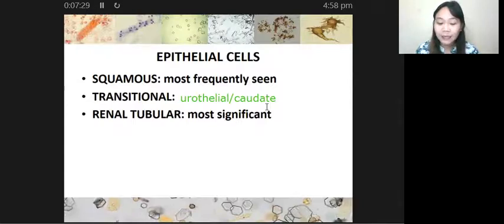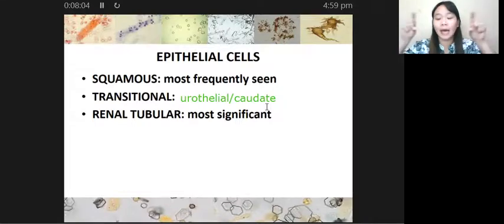So our transitional or urothelial cell is the cell that lines the epithelium of your renal pelvis. You have your two kidneys, and then there is a continuous structure from your kidneys. We have your renal pelvis and then ureters, right? Renal pelvis, ureters, and then urinary bladder, and then your urethra. Okay? So if you can still remember our physiology.